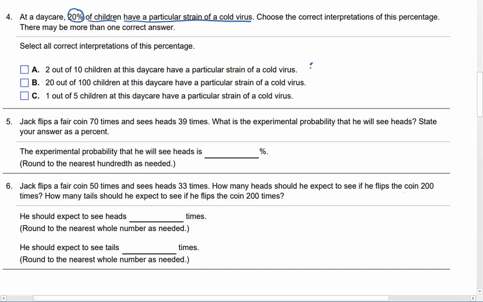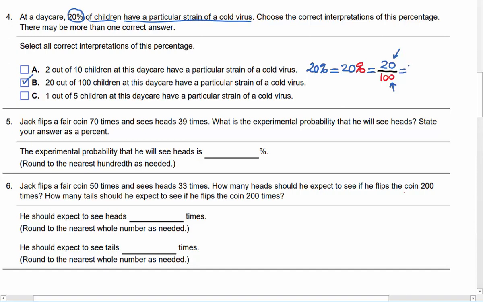So if we have 20% of the children having a particular strain of a cold virus, let's remember what percent means. Percent means per 100, so 20% is 20 per 100. Per means divided. We divide 20 by 100, so 20% looks like this. So what does that mean? 20% of the children have a particular strain of a cold virus. It means that 20 out of 100 children have a particular strain of a cold virus. So B would be correct.